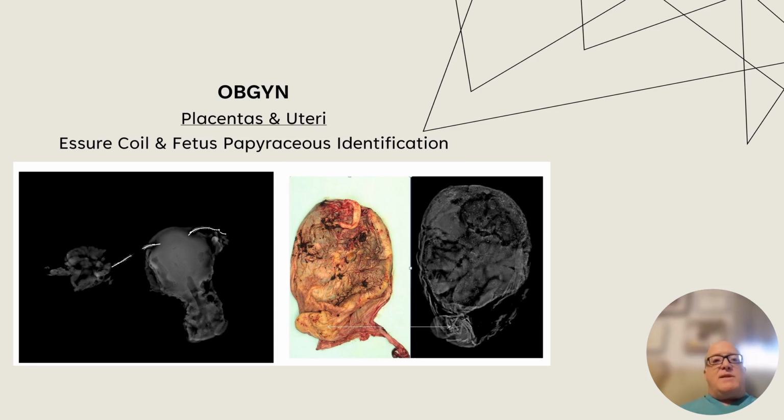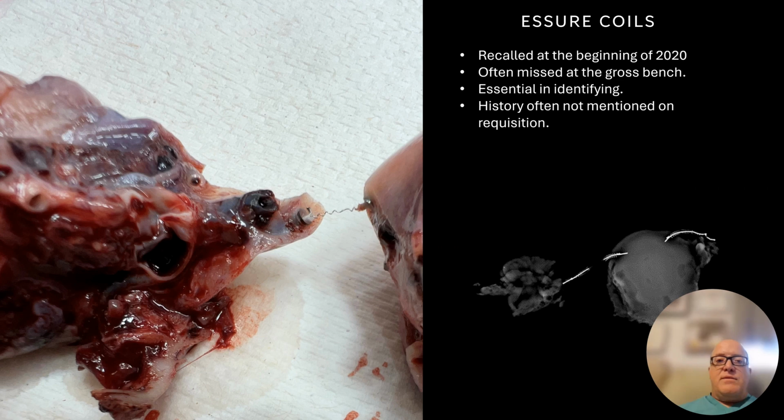So OBGYN specimens, in particular, placentas and uteri. We'll be talking about Essure coils and fetus papyraceus identification. So Essure coils, these are coils that are inserted into the proximal fallopian tubes through the internal openings of the uterine tubes within the uterus, endometrial canal.